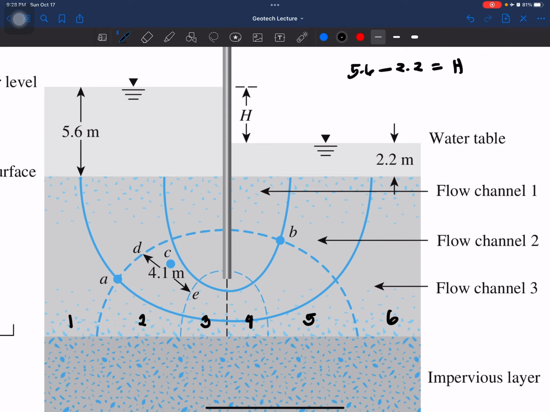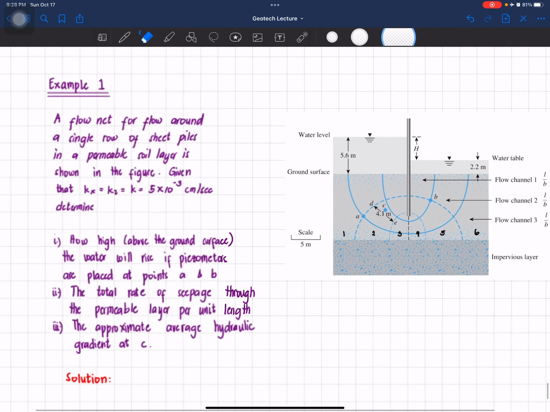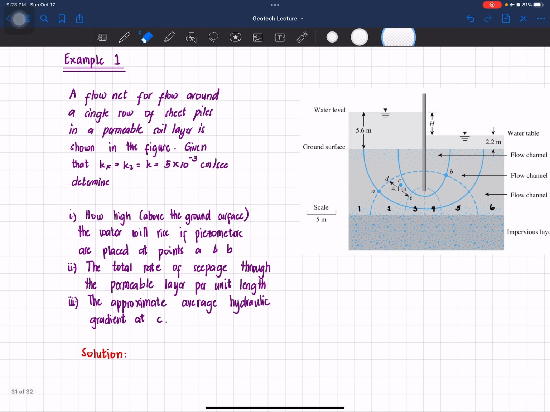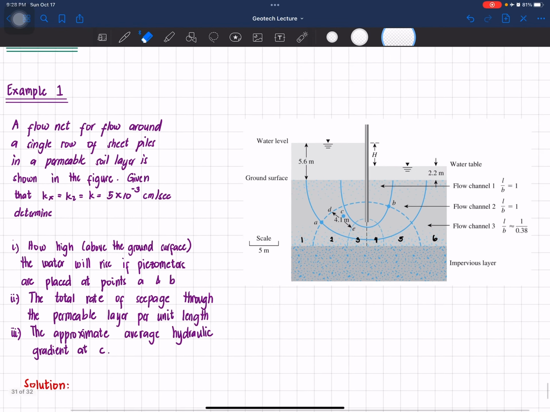And in order for us to determine how many meters or centimeters the head loss is per equipotential drop, we just divide the result by the number of equipotential drops. So in this case, we have 6 equipotential drops. So let's try to calculate number 1: how high above the ground surface the water will rise if piezometers are placed at points A and B.